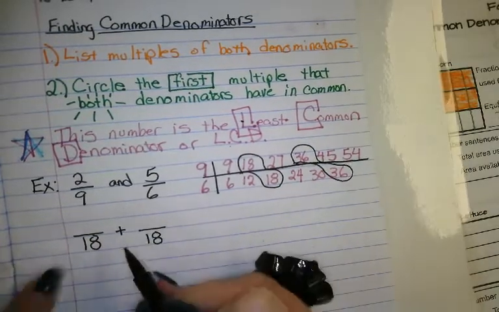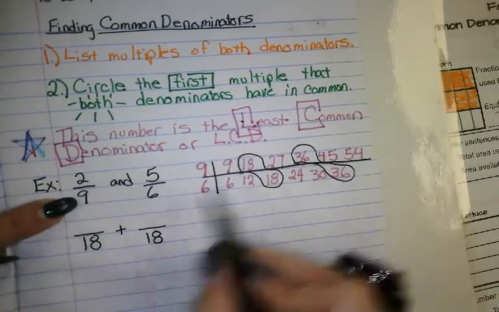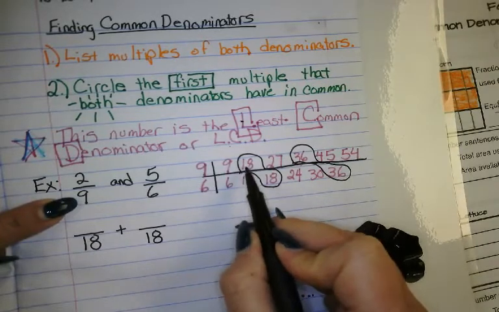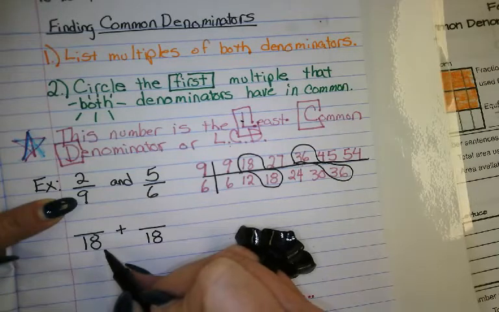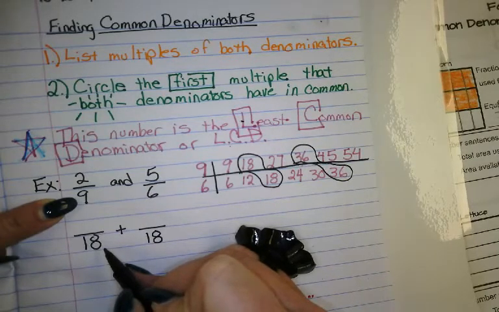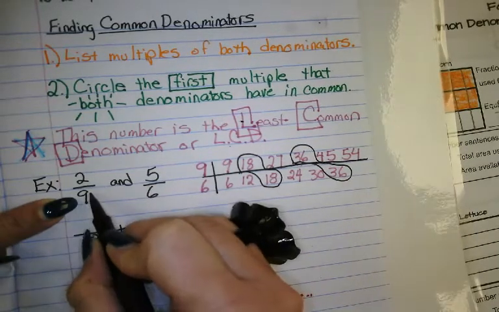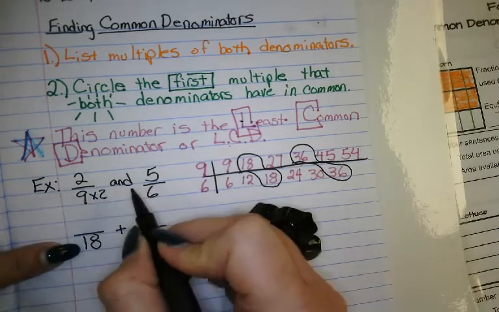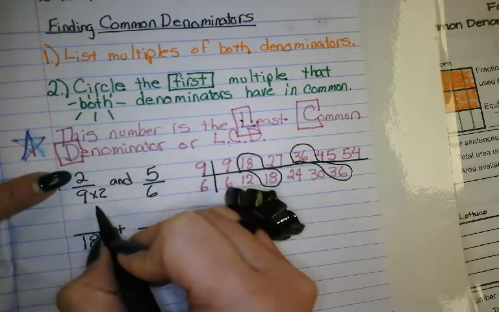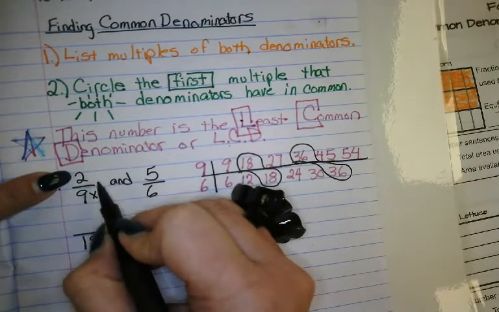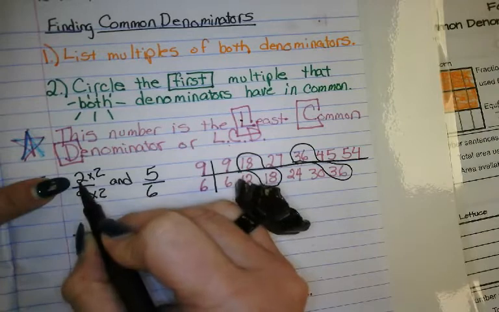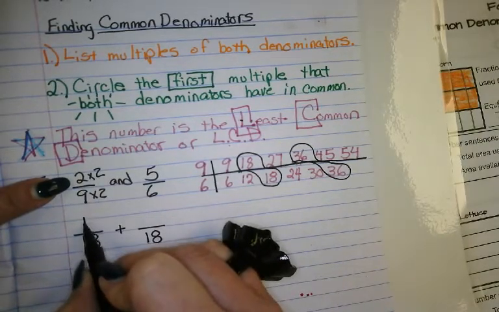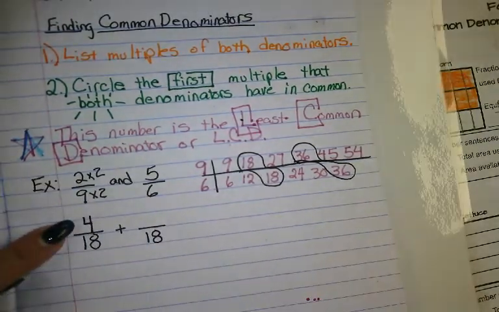Okay. Now I'm going to refer back to 9. What did I have to multiply times 9 in order to get 18 in the first place? 2. 9 times 2 equals 18. If I multiplied my denominator by 2, I must also do the same to the top number. 2 times 2 is 4. So that's my new numerator.